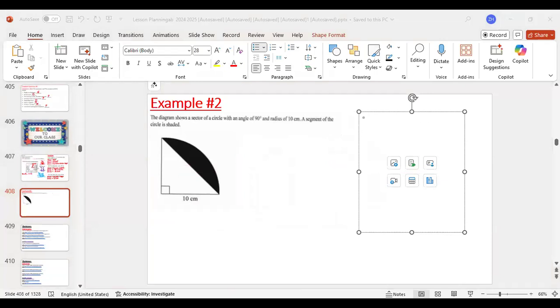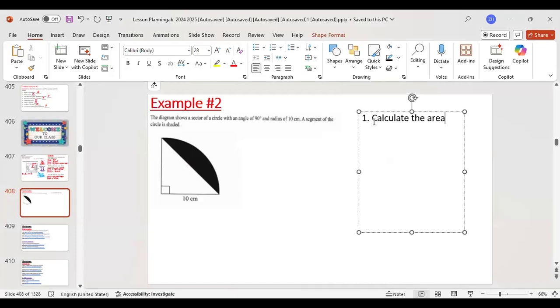Okay, so let's write down the first question. The question says, calculate. Did they tell us what pi is? No, they didn't tell us what pi is yet. But for those who want to do it ahead, pi is 3.14. So calculate the area, but we ain't gonna do that first. We're gonna do the area of the triangle, and then calculate the area of the sector of the circle where pi is equal to 3.14.